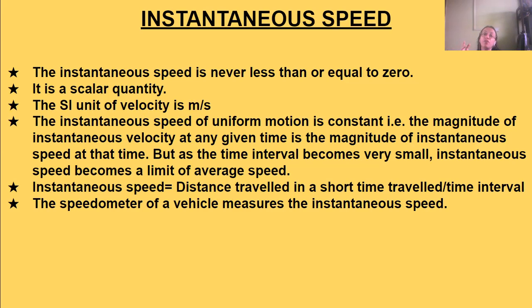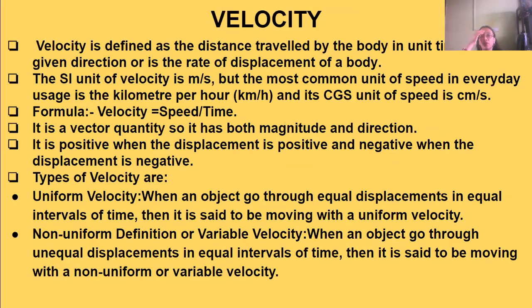And the speedometer of a vehicle measures the instantaneous speed. So instantaneous speed is measured by the speedometer of the vehicle. Next is velocity. Okay. So what is velocity? Velocity is defined as the distance traveled by the body in unit time in a given direction, or you can say the rate of displacement of a body. So it is the distance traveled by a body in unit time in a given direction.